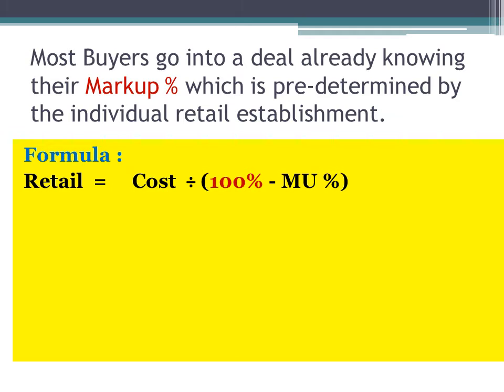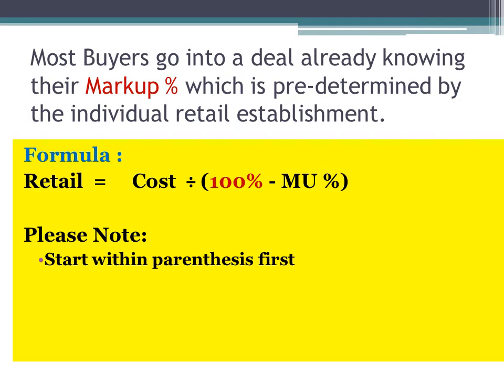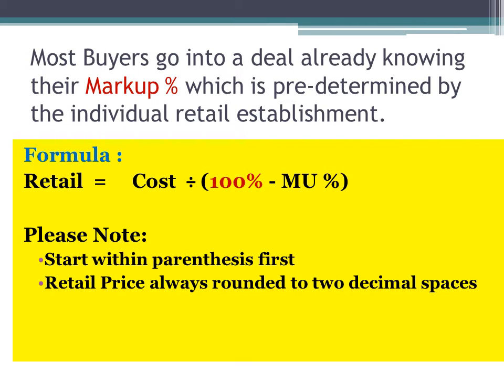The retail price is your wholesale cost divided by parentheses, 100% minus your markup percent, close parentheses. Two things to remember when pricing merchandise. When using the formula, remember to start within the parentheses first. And then for your final dollar amount for your retail price, remember to round this number to 2 decimal spaces. We show dollar amounts to 2 decimal spaces.